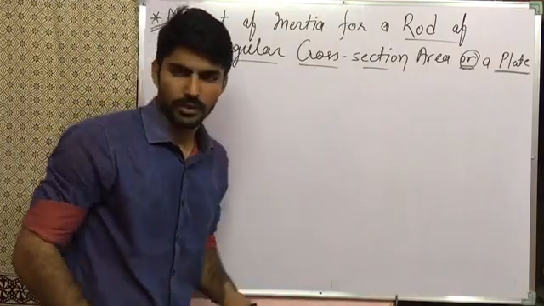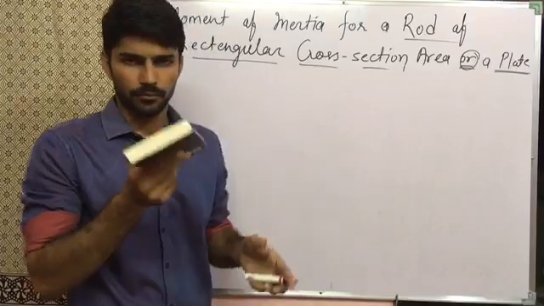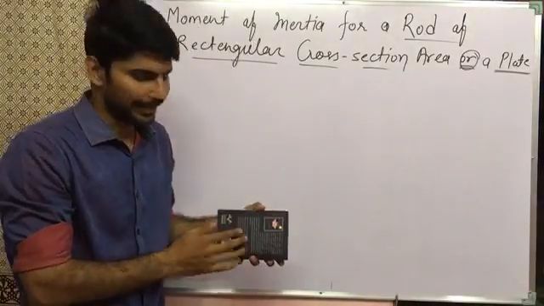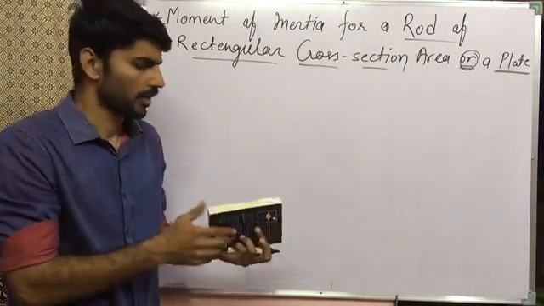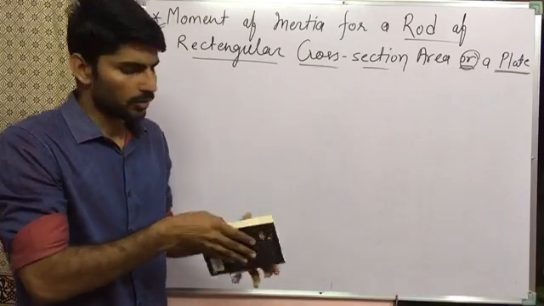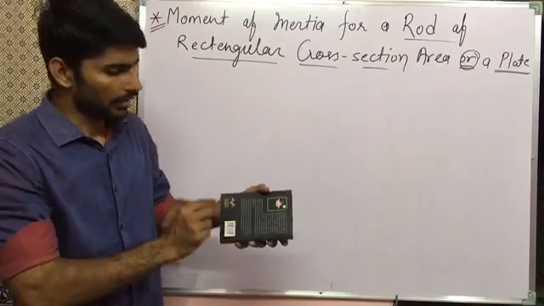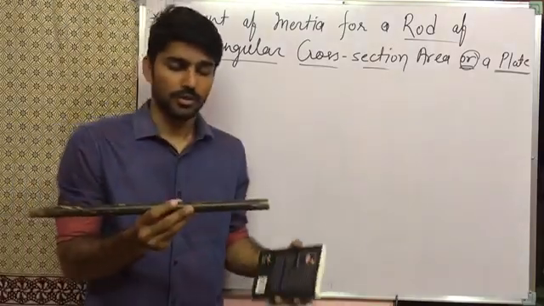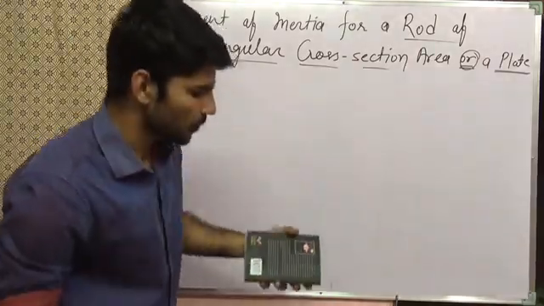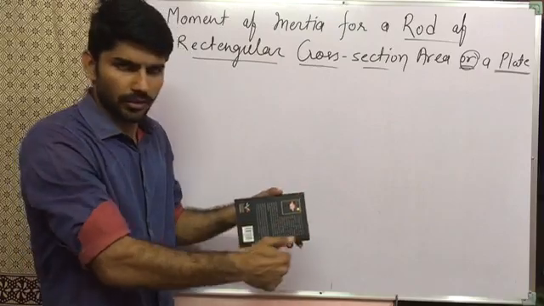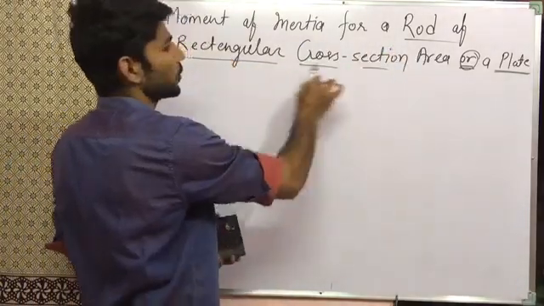I would like to make you understand first what a rod of rectangular cross-section area is. Here I have this book, and when you look from here, it has a length and a breadth, but the thickness in comparison to length and breadth is very small. So we don't consider the thickness of this book. Both length and breadth are considerable, so we cannot neglect the breadth. But in the case of a rod, the breadth is negligible in comparison to the length. So this book or any plate of a rectangular cross-sectional area comes in the case of a rod of rectangular cross-section area or a plate.